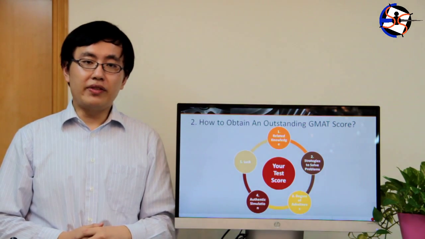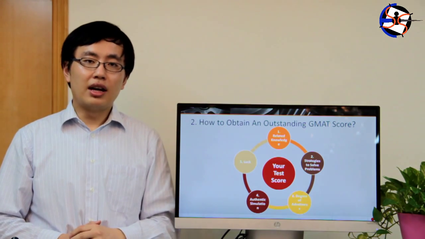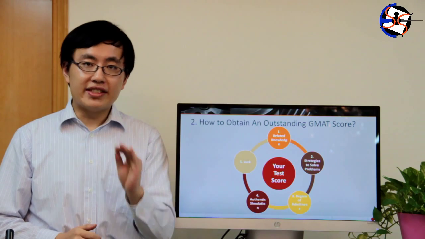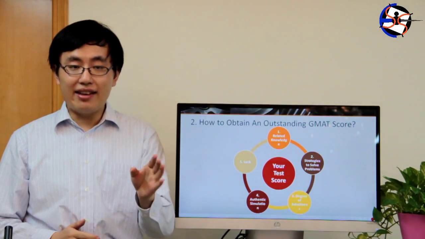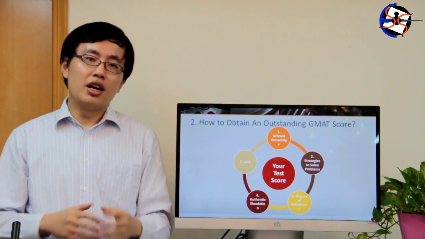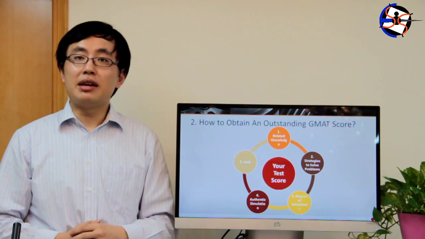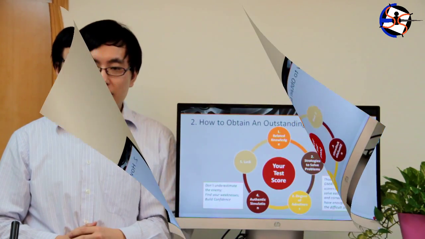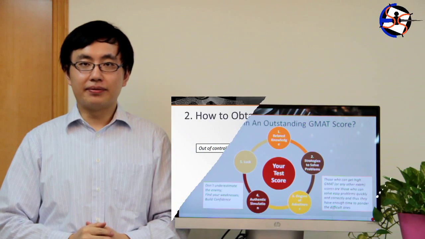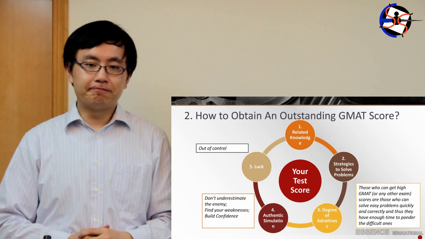From my experience, those who can get an outstanding GMAT score are those who can solve simple problems quickly and correctly. And then they have time to ponder, to think about the difficult ones. This is what we mean by the degree of adroitness. That's the third factor. Then the fourth one is called authentic simulation.